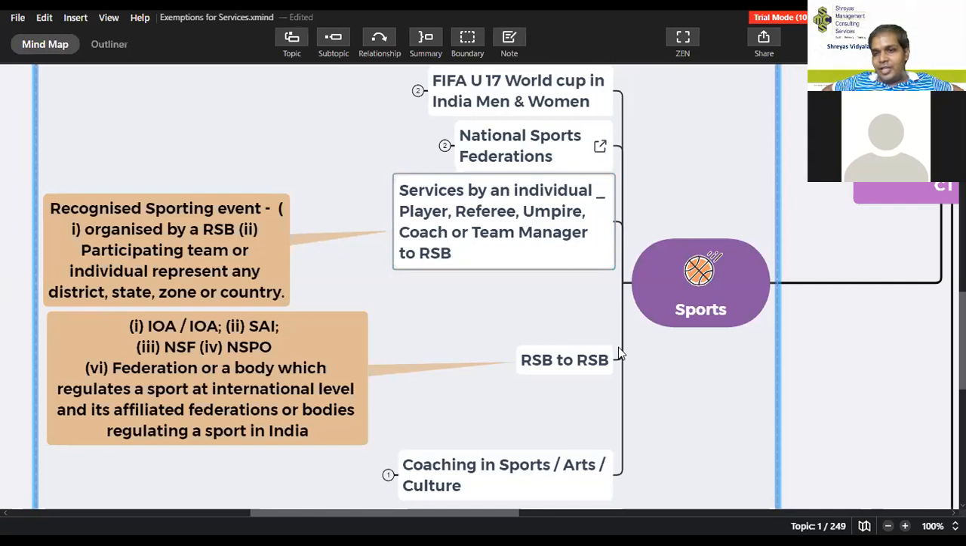Initially, when this issue came up, he was called the Indian team's physio. It was taxable because he was not in the list. Simple. The list doesn't talk about physio. The list doesn't talk about all these guys. He was called only physio, the Indian team's physio.